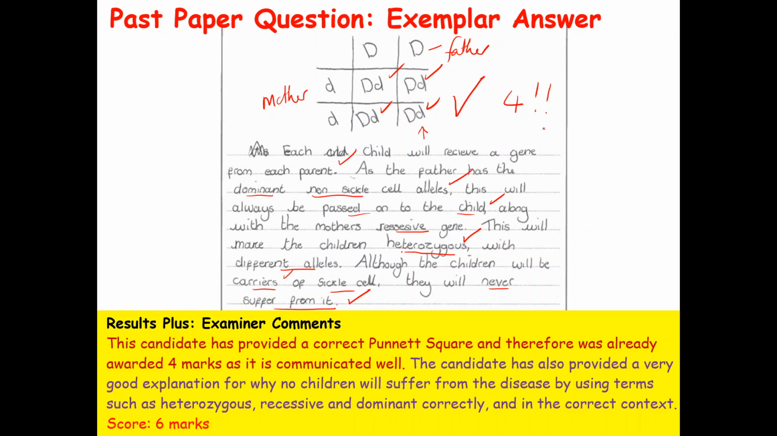The candidate has also provided a very good explanation for why no children will suffer from the disease by using terms such as heterozygous, recessive, dominant correctly. So in the level 3 category, you have to use those key scientific terms correctly, and she has. And she's used them in the correct context. And she scored 6 marks. So a really, really strong response and a good exemplar answer to look at.